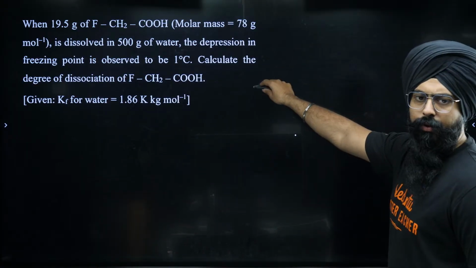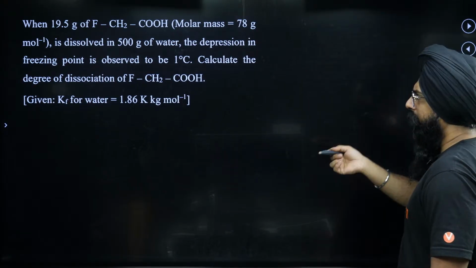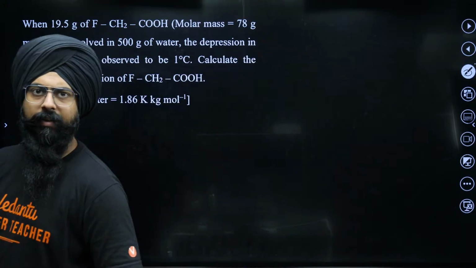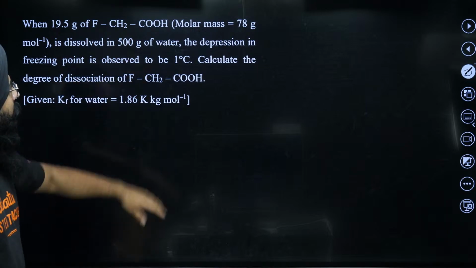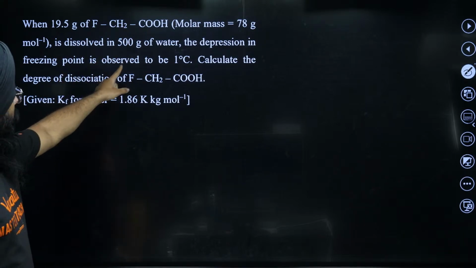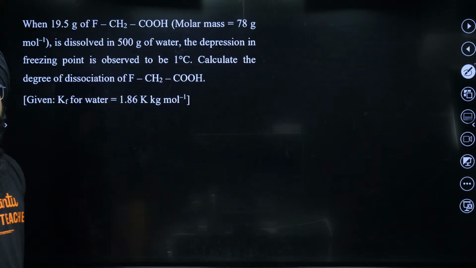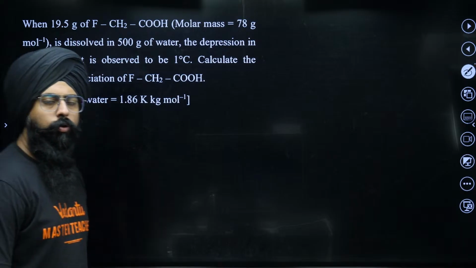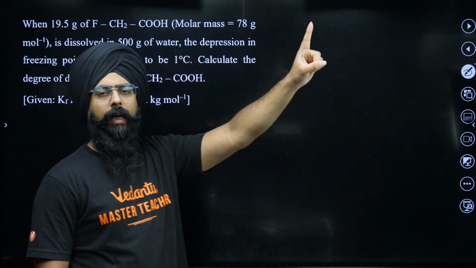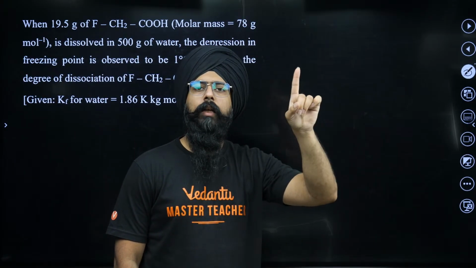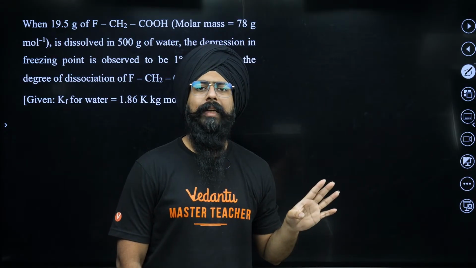So this was asked in boards. If it is an NCERT question, okay, fine, but this was asked in a board examination. When 19.5 grams of fluoroacetic acid was dissolved in 500 grams of water, the depression in freezing point is observed to be 1 degree Celsius. Calculate the degree of dissociation of FCH2COOH. Over here, the cryoscopic constant for water is given. First of all, let us calculate the Van't Hoff factor. Then we will try to see the relationship between Van't Hoff factor and degree of dissociation.